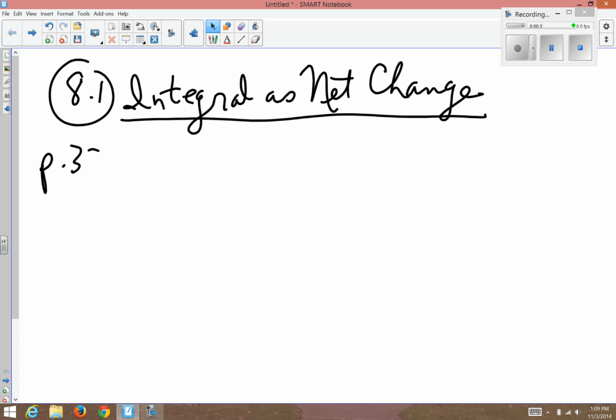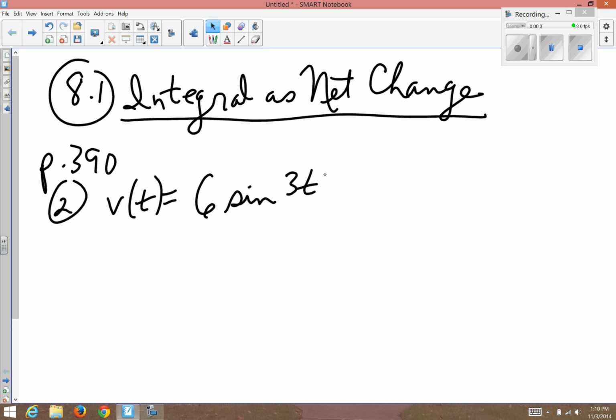On page 390, exercise 2, it says v of t, v is for velocity, it's a function of time, equals 6 sine 3t. And the time interval is given. Time is between 0 and pi over 2.